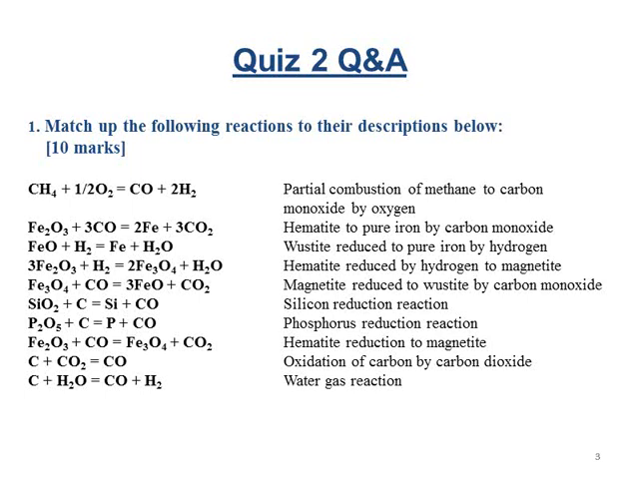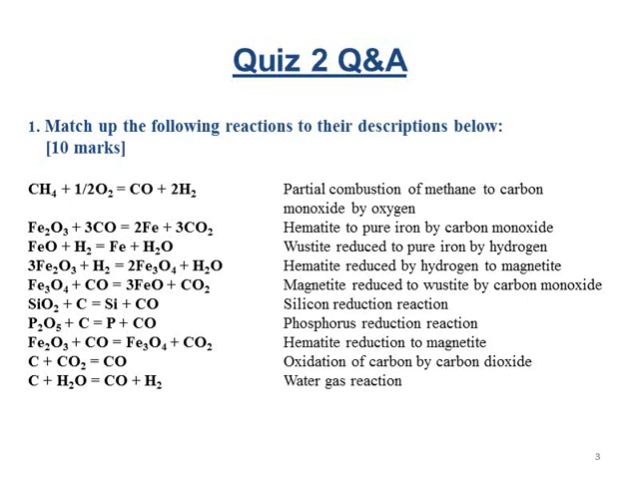On the first one, CH4, which is methane, reacts with oxygen, and it's a combustion reaction, and the products are carbon monoxide and hydrogen gas. The fact that the product is carbon monoxide is a partial combustion. If it was full combustion, then the product would be carbon dioxide. But in this case, it's carbon monoxide. So clearly the description of that reaction would be partial combustion of methane to carbon monoxide by oxygen.